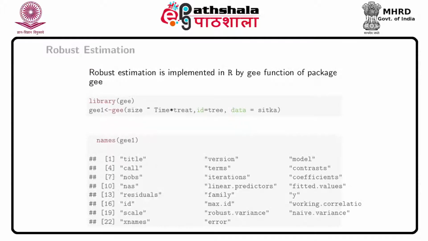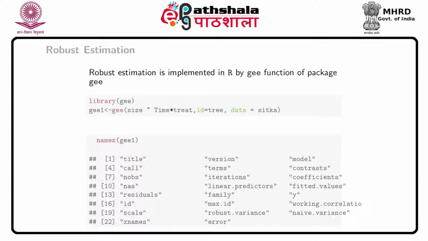Now to implement the robust estimation or the weighted least squares, we need the gee package. For the gee package, we need to first install it using the usual commands, and then library(gee), and then GEE1 is gee, size explained by time into treatment. Again the same thing, but this time we are specifying a few things, and the first thing that we are specifying here is id equal to tree.